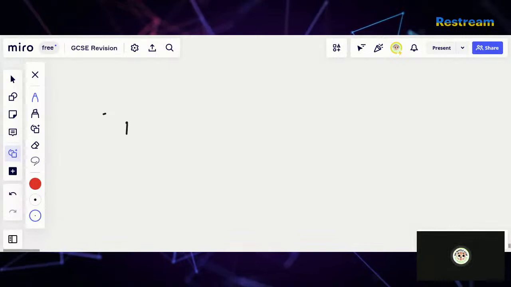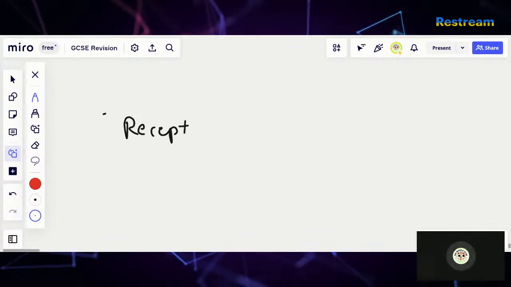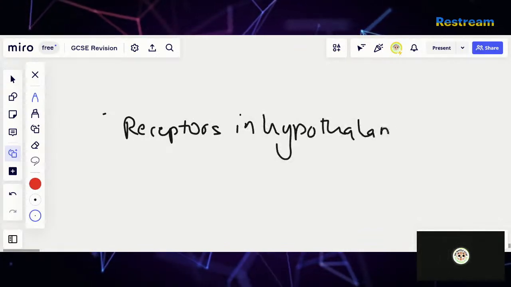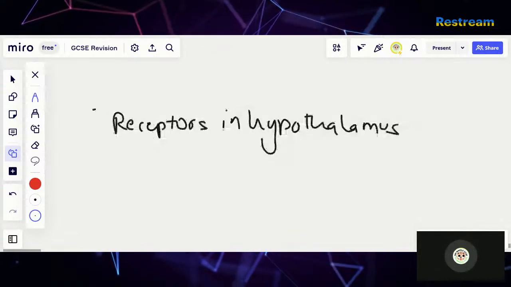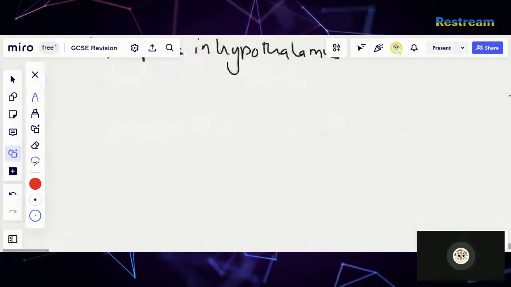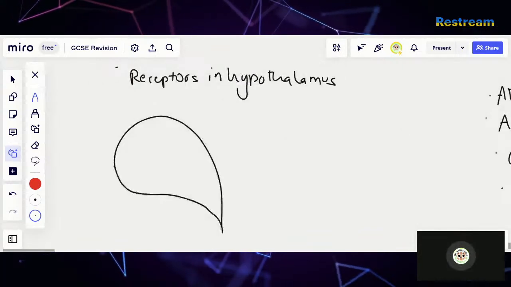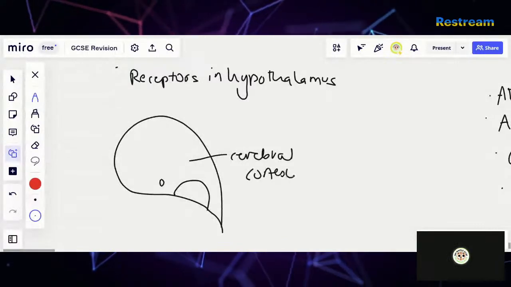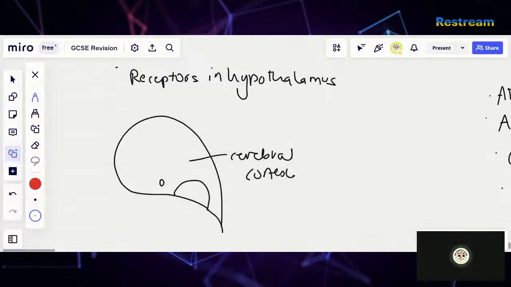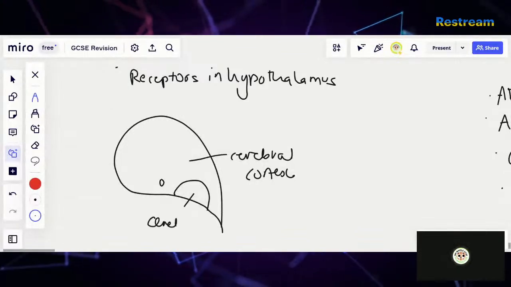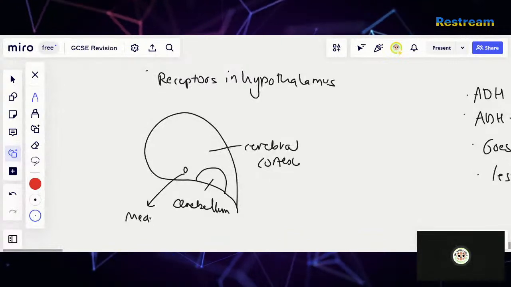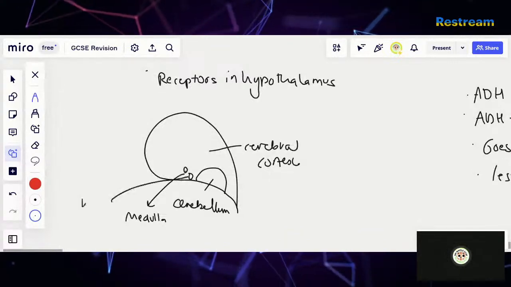So we have receptors in the hypothalamus. Now, the hypothalamus is an area of the brain that controls the temperature. So if we were to look at the brain, cerebral cortex. Now, the cerebral cortex is responsible for memory, languages, consciousness, all of that. Then we have the cerebellum. The cerebellum is responsible for balance and motion and muscle coordination. And then we have things like the medulla and the hypothalamus.